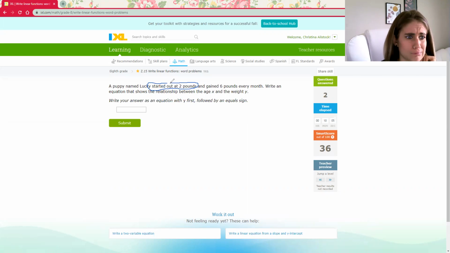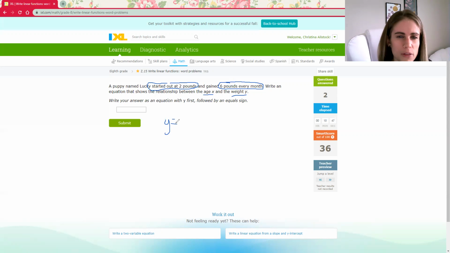And then the puppy gained 6 pounds every month. So that tells me that it's something that's changing, because that's my rate. 6 pounds every month, it is increasing at that rate. And it shows the relationship, so the age is X and the weight is Y. All right, let's try to write our equation. Well, once again, Y first followed by an equal sign. So our total, which is the puppy's weight, Y is equal to what?